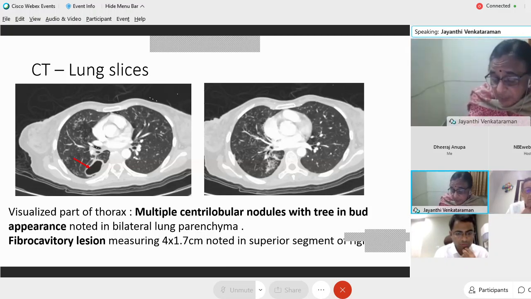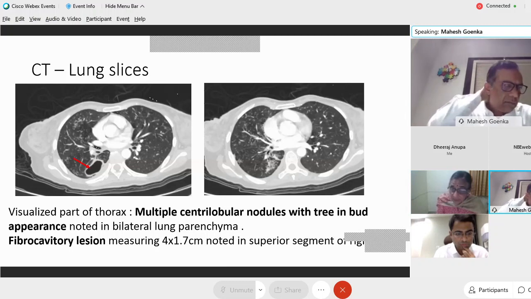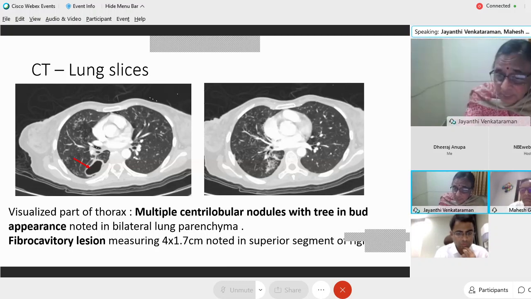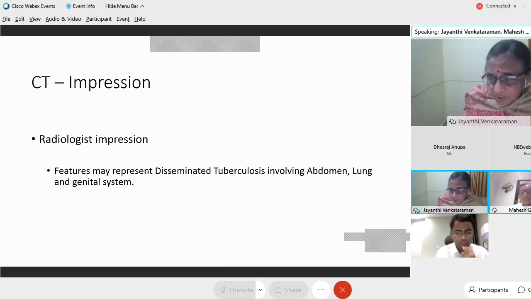This was not picked up on the chest X-ray. So it is very important that a chest X-ray be taken. The lesions are very clear. So what is your diagnosis now? Tuberculosis. Disseminated tuberculosis involving the colon, the lung, and also the uterus, because there was heterogeneity in the uterus. How should you treat this patient?